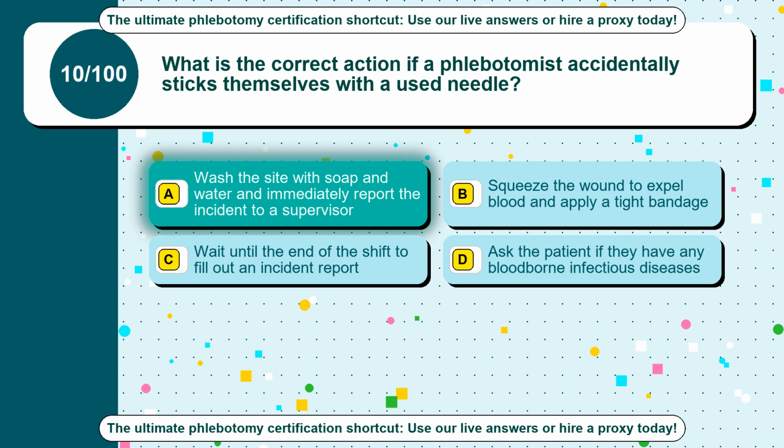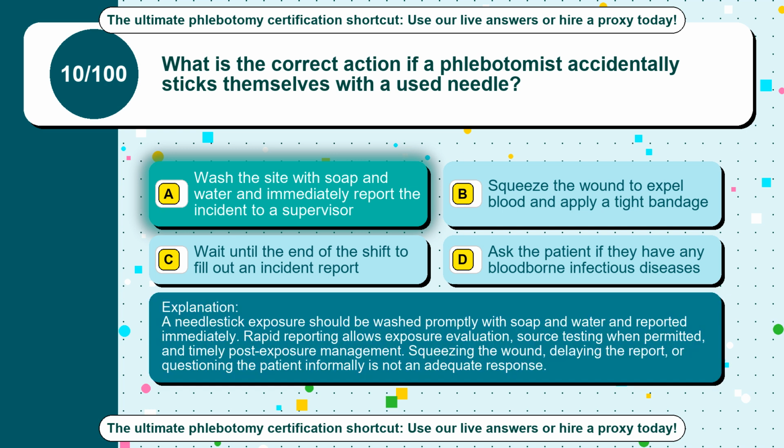The correct answer is option A. Wash the site with soap and water and immediately report the incident to a supervisor. A needle stick exposure should be washed promptly with soap and water and reported immediately. Rapid reporting allows exposure evaluation, source testing when permitted, and timely post-exposure management. Squeezing the wound, delaying the report, or questioning the patient informally is not an adequate response.